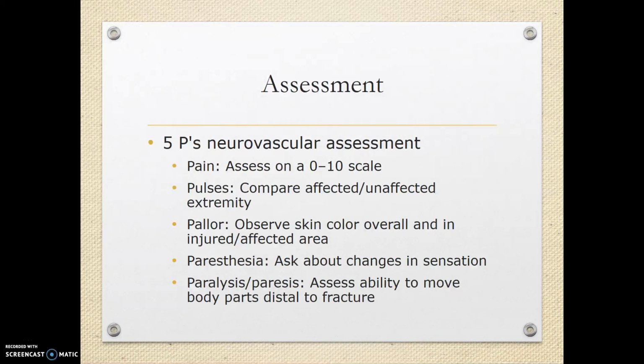The five P's of neurovascular assessment: pain, pulses, pallor, skin color, paresthesia, that's your numbness, tingling, or burning, paralysis or paresis, which is partial paralysis. An example of this is where you have a fracture, maybe of the radius, and you want to make sure that you're assessing the fingers.